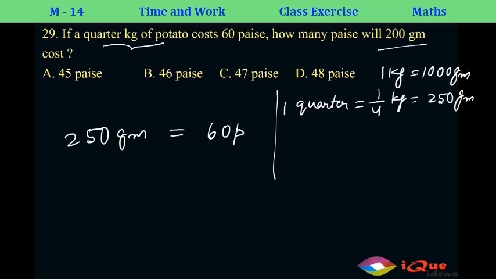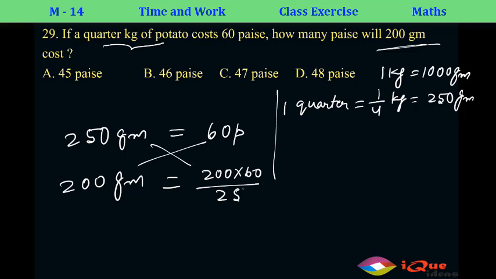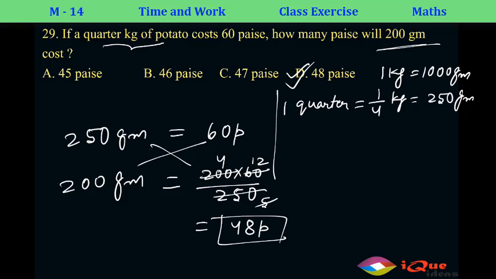The question is asking the price of 200 grams. So you can find the price of 1 gram, or you can directly say 200 grams will be equal to, by cross multiplication method, 200 into 60 divided by 250. Alright. So 50 divides 200 4 times and 250 5 times. 5 divides 60 12 times. So 12 into 4 is 48 paisa. So the price of 200 grams will be 48 paisa, which is option D. That is the correct answer. A simple question. Let's go to the next one.